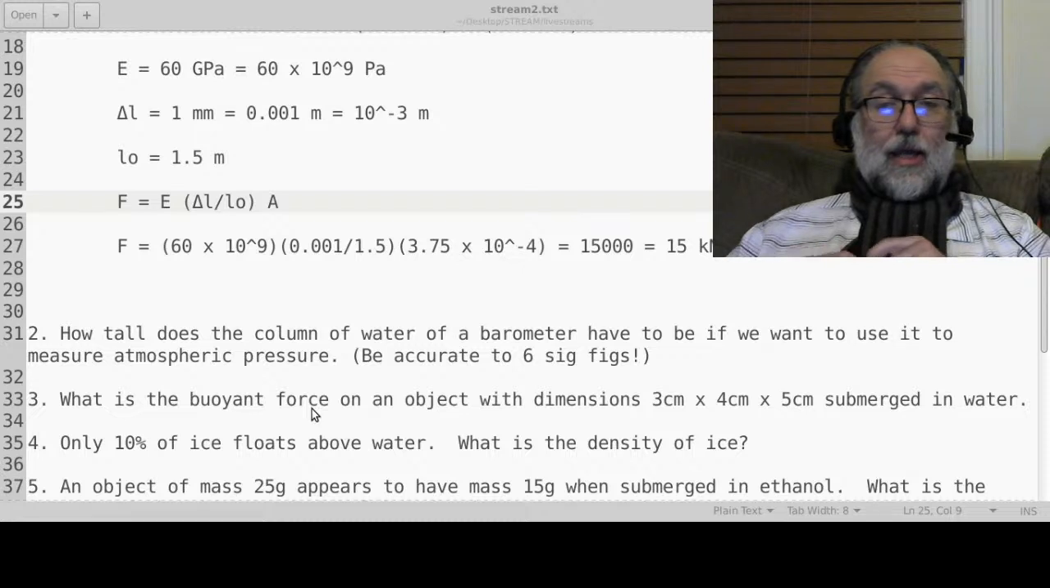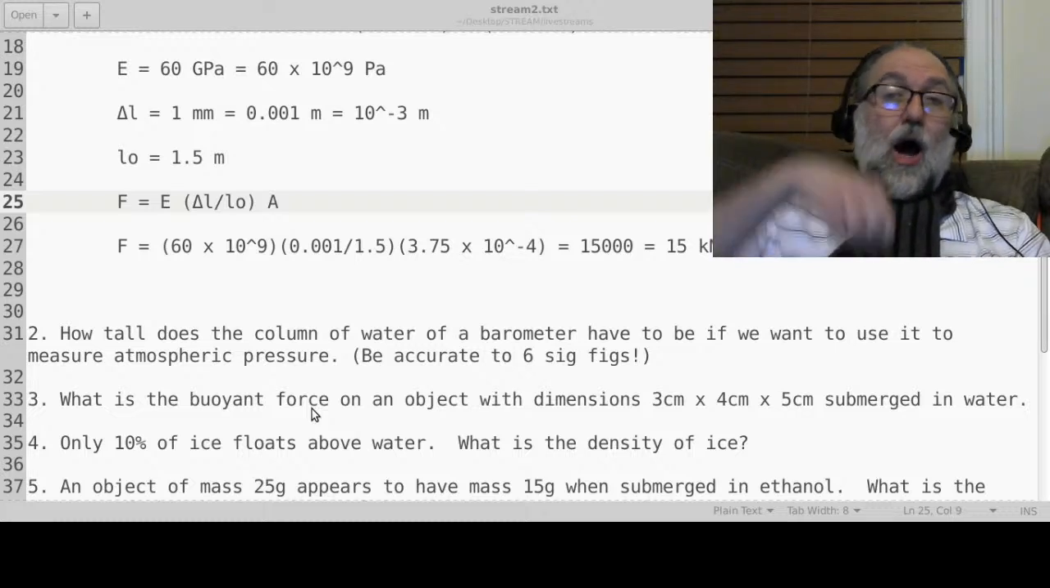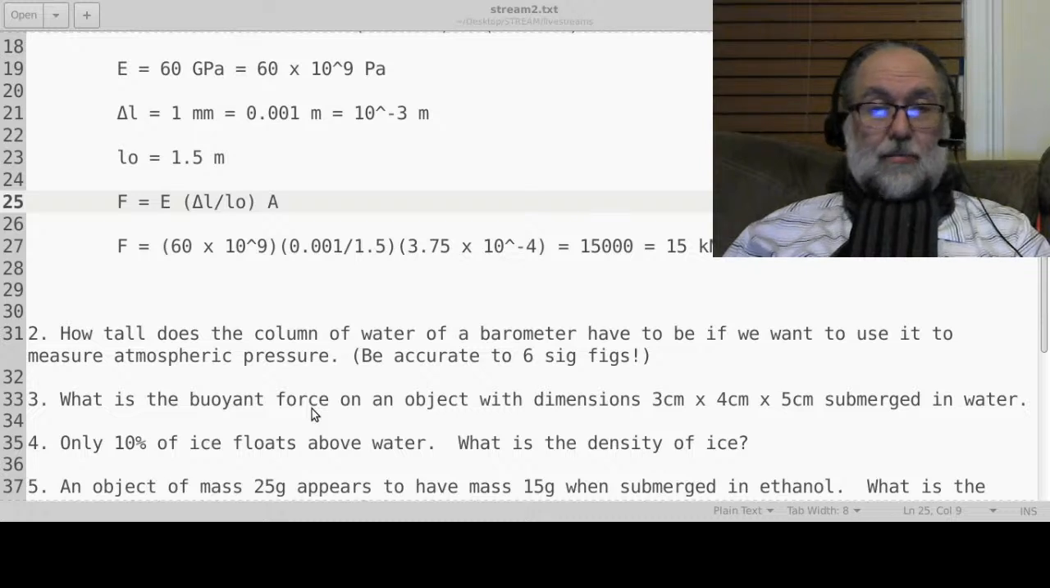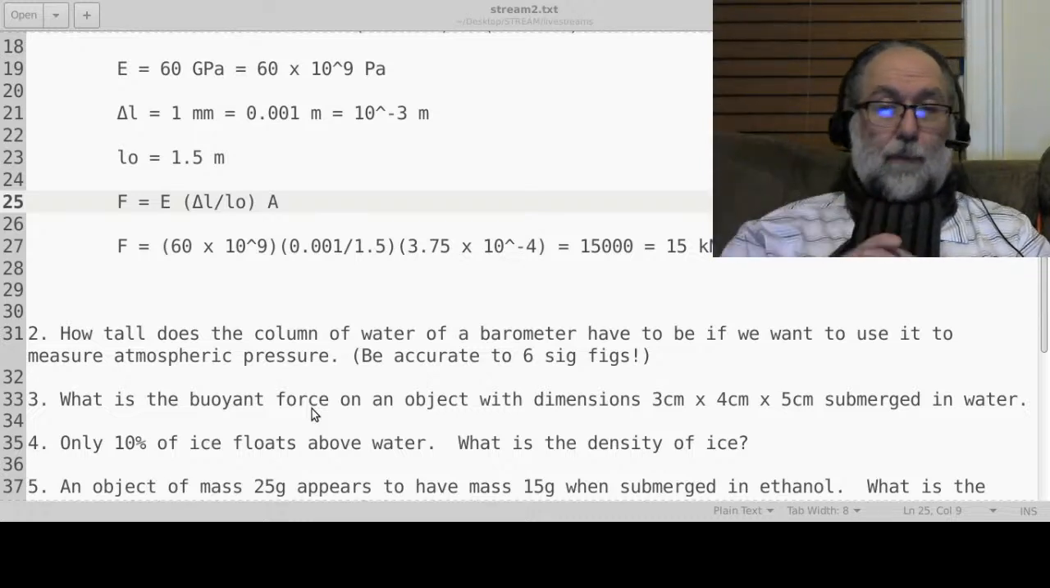Now, in the pre-recorded lecture, I did mercury, which is usually what barometers are made out of, and mercury has a much higher density than water. It's 13.6 grams per cubic centimeter. But here we're going to say, can we make a barometer out of water? And if we did, how tall would that column have to be? With mercury, it turns out that the column has to be at least 760 millimeters, because that's how high one atmosphere would push it up. But how much does it have to be for water?